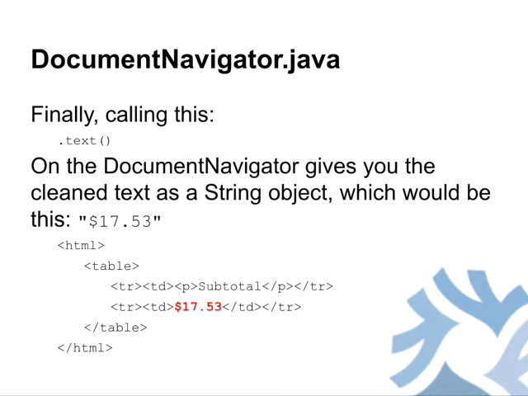Finally, when you call text, it gives you the cleaned text. Typically on a JSoup object, if you call .text, you might not get very clean text out of it. You might get HTML encoded objects, but we've developed the Document Navigator to give you cleaned, sanitized text. So in this case, the text that comes out of it is 1753, as you can see here.